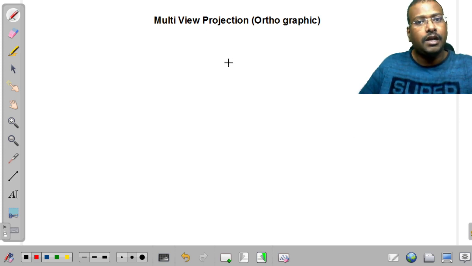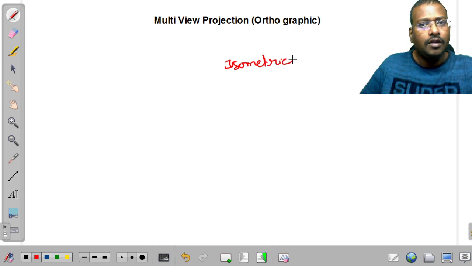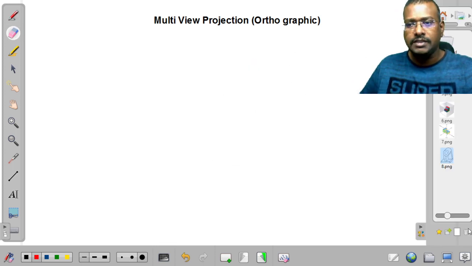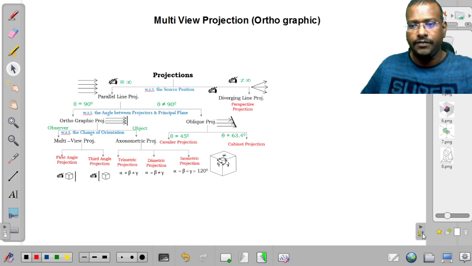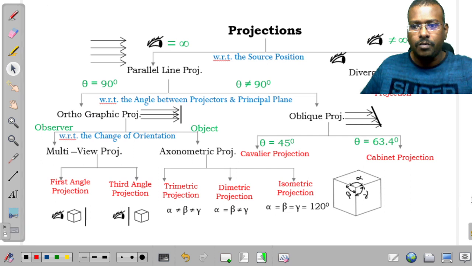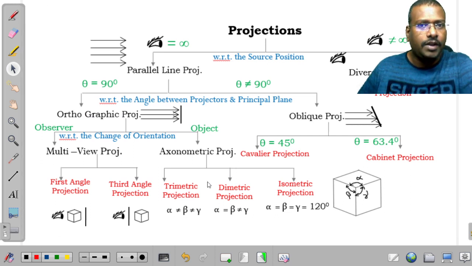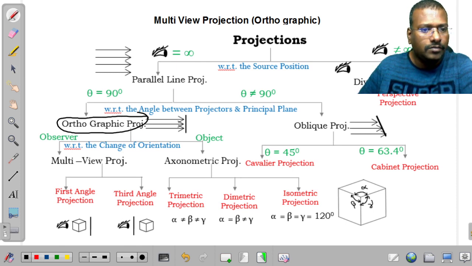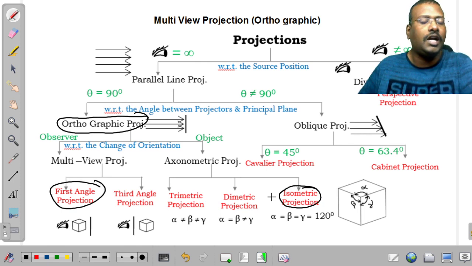Why, sir? Because isometric will also come under orthographic projection. If you have a doubt, in the previous class itself I gave this classification chart. Once you observe this, in orthographic projection, first angle projection is one type and isometric is also another type.